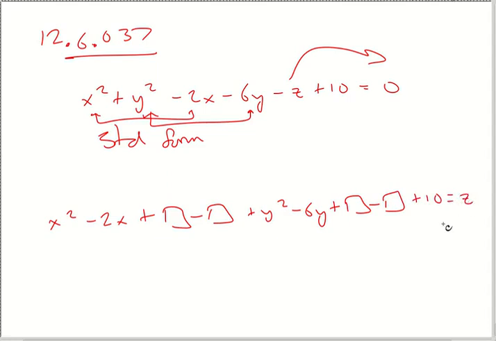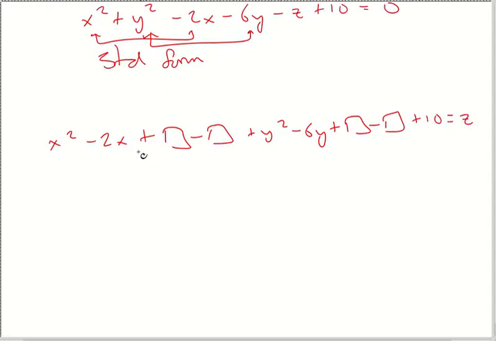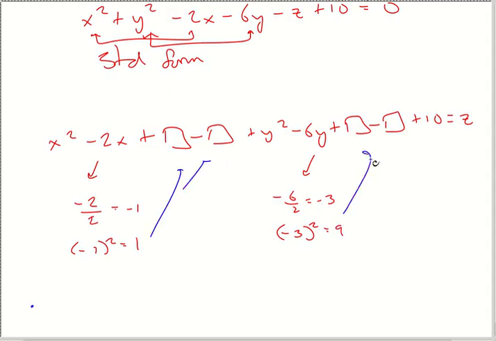equals z. Okay. You take this number, negative 2 over 2 is a negative 1. Negative 1 squared is a 1. So I'll do that here in a second. Here, I got negative 6 over 2 is a negative 3. Negative 3 all squared is a 9. Cool. So this number is going to go here and there. We're going to go here and there. 1, 1, 9, 9. And this is your perfect square.